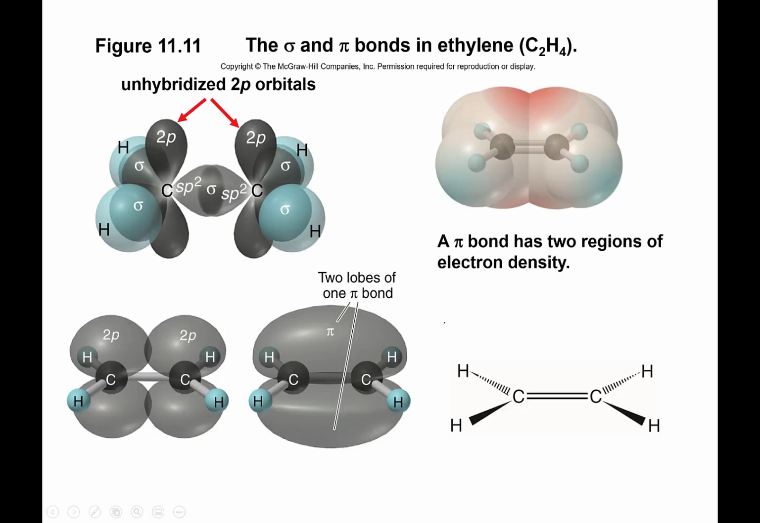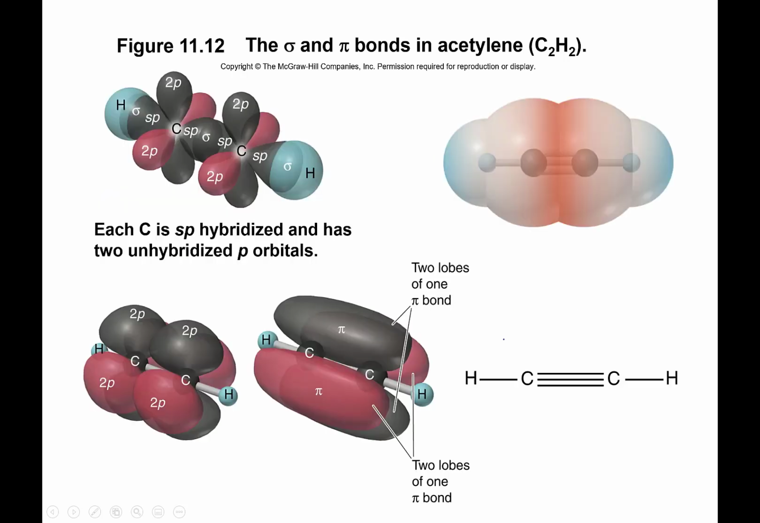So here's ethylene gas. You have your sigma overlap that's taking place from your hybridized sp2 orbitals, and then you have your unhybridized 2p orbitals that can overlap side to side. So you have 1 sigma and 1 pi interaction to give this double bond. And here's acetylene, which has a triple bond. So again, you have your sigma overlap, and then you have 2 sets of unhybridized p orbitals for that pi interaction.